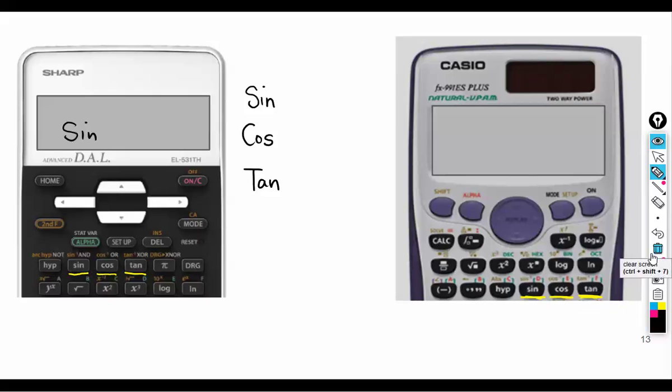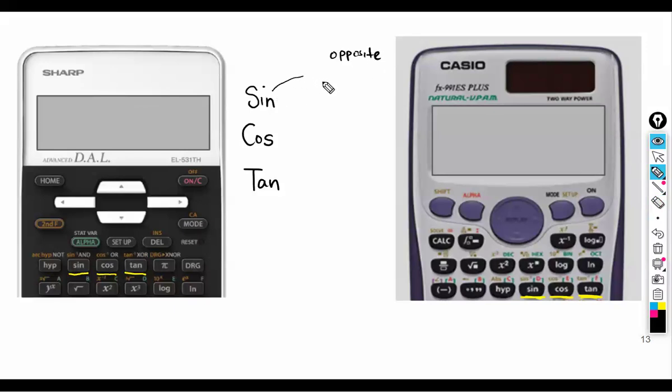Now, what we need to know is that everything in maths has something to be the opposite. Like the opposite of a positive is what? Negative. The opposite of a multiply is what? Divide. Well, guess what? There are opposites of sine, tan, and cosine. So the opposite, I'll write the word opposite here.